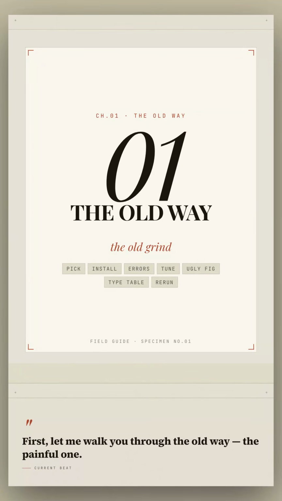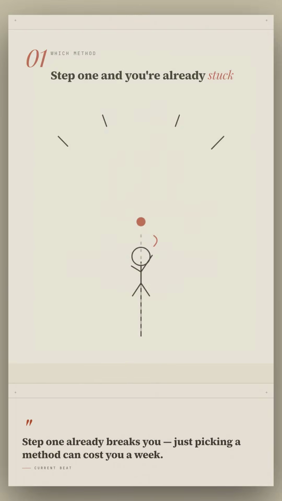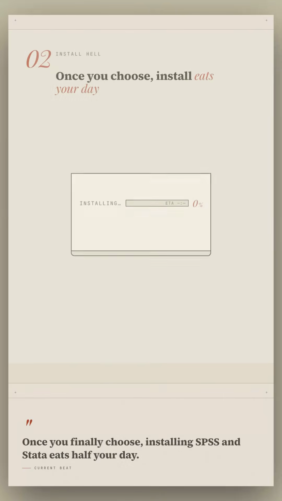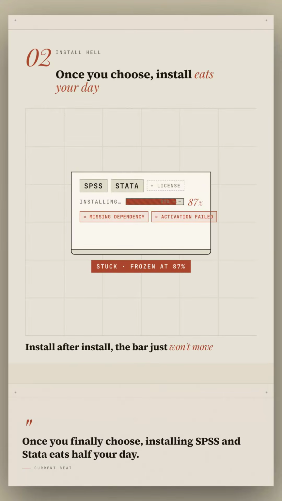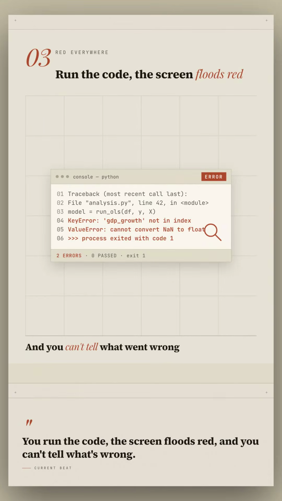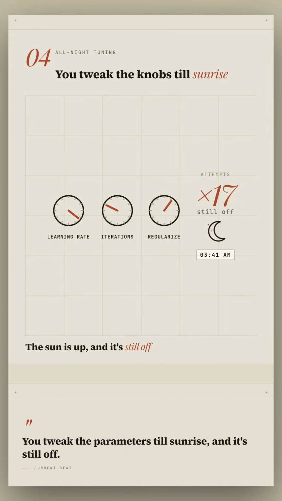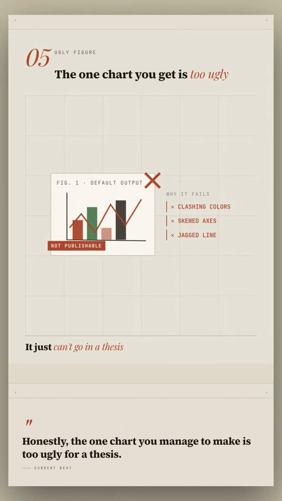First, let me walk you through the old way, the painful one. Step 1 already breaks you. Just picking a method can cost you a week. Once you finally choose, installing SPSS and Stata eats half your day. You run the code, the screen floods red, and you can't tell what's wrong. You tweak the parameters till sunrise, and it's still off. Honestly, the one chart you managed to make is too ugly for a thesis.